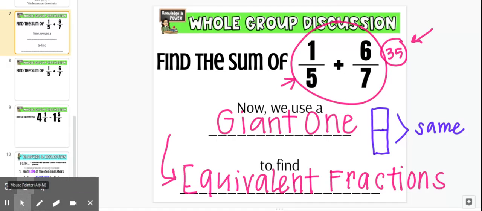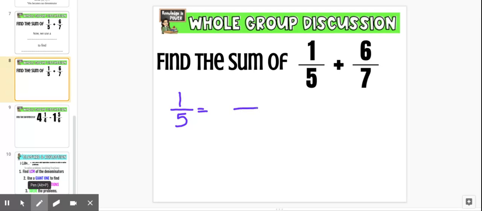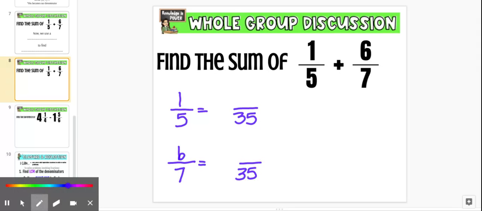And that's the important part to remember, that the numerator and denominator have to be the same in order for that value to stay the same. All right, so what I'm going to do is say 1/5, and I'm going to set that equal to something over 35. I'm going to do the same for 6/7, not 1/7, 6/7, equals something over 35. Now we are going to do our giant 1.